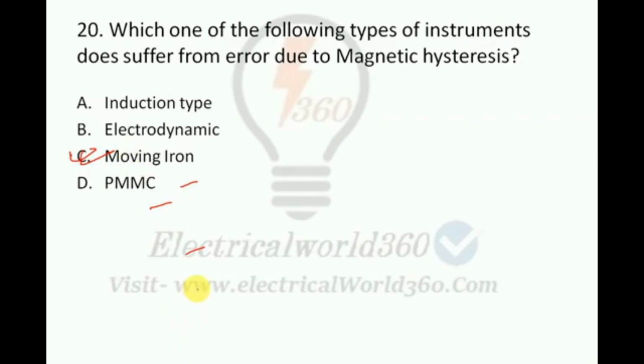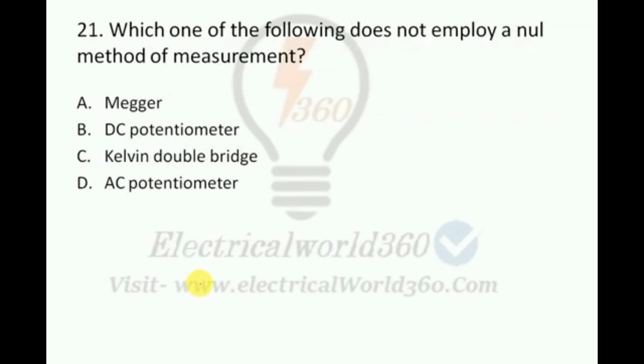So coming to the next question. Which one of the following does not employ a null method of measurement? Option A, Megger; B, DC potentiometer; Kelvin double bridge; AC potentiometer. DC potentiometer, Kelvin double bridge, and AC potentiometer use a null detector for balancing. Only Megger does not use the null method of measurement. So that's why here, I'm sorry, option A is the right answer.